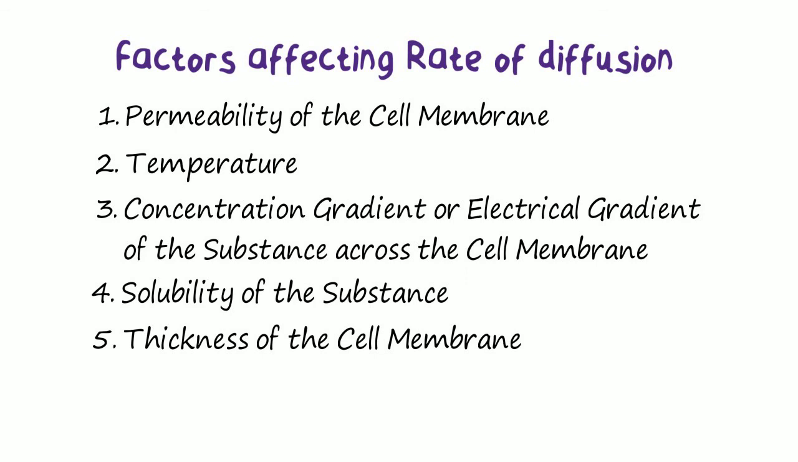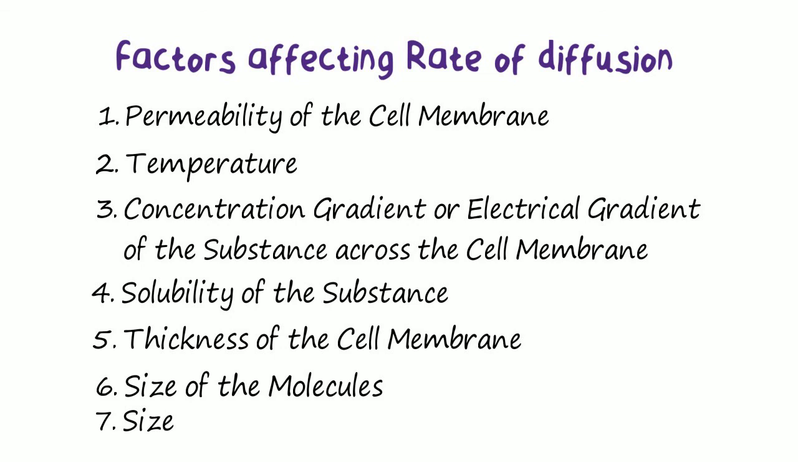The rate of diffusion is also inversely proportional to the size of the molecules. Thus, the substances with smaller molecules diffuse more rapidly than the substances with larger molecules. Generally, the rate of diffusion is inversely proportional to the size of the ions. Smaller ions can pass through the membrane more easily than larger ions with the same charge. However, it is not always applicable.